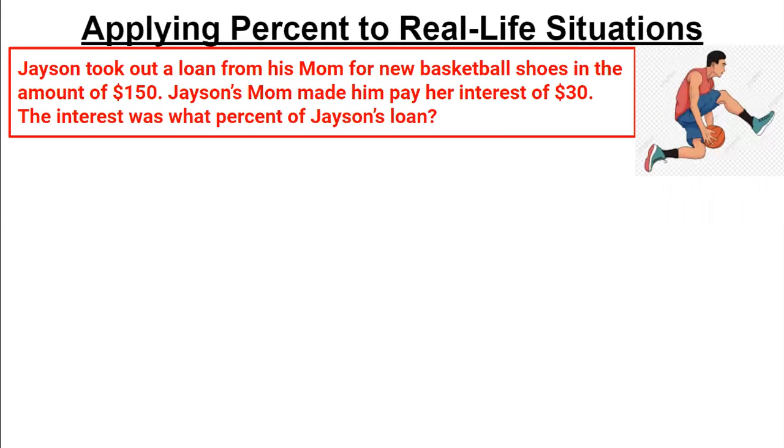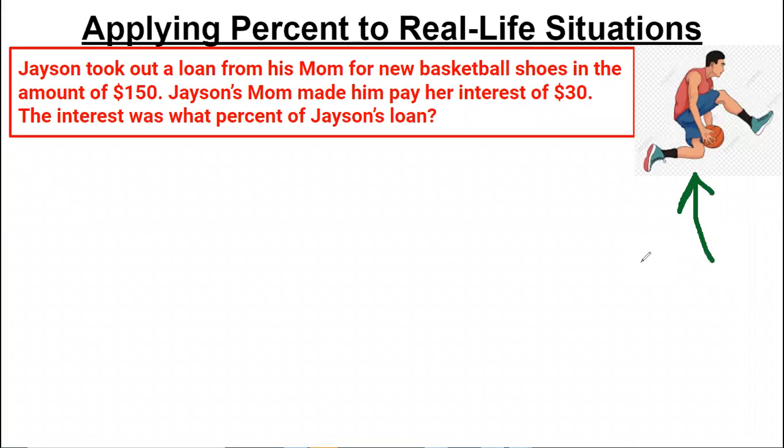Jason took out a loan from his mom for new basketball shoes in the amount of $150. Just wanted to clarify that this kind of looks like Jason, don't you think? I found that picture. I was like, that's kind of like Jason. So anyways, I used it. Hope Jason doesn't mind. Jason's mom made him pay her interest of $30. Interest was what percent of Jason's loan?